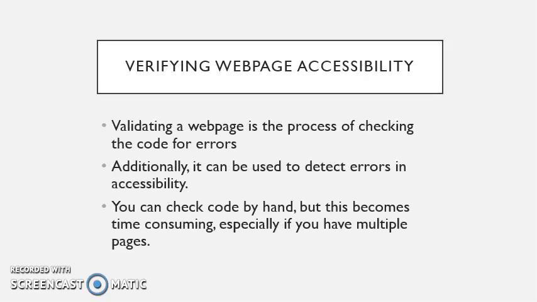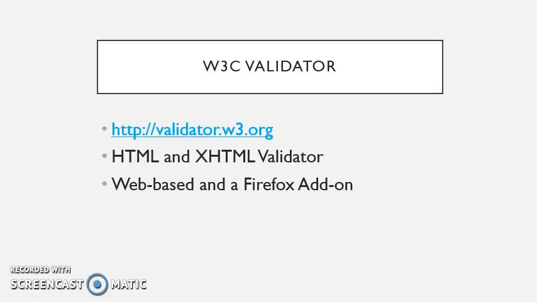Next, we're going to talk about verifying web page accessibility. Validating is the process of checking a web page and its code for errors. It can also be used to detect errors in accessibility. You can check the code by hand, but this becomes time-consuming, especially if you have multiple pages. Instead, we like to use digital validators.